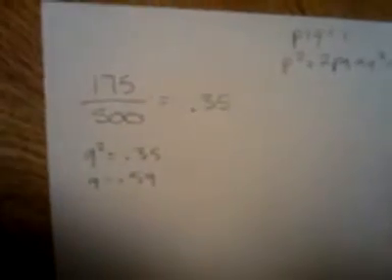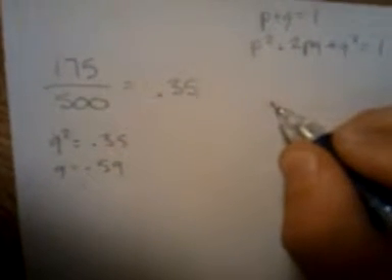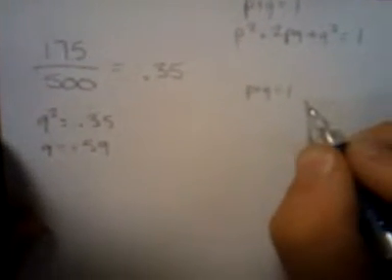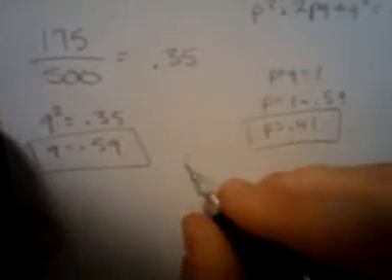Now that you got q, you have to solve for p by using p plus q equals 1. So you have p plus q equals 1. You move the q over to the 1 so you can solve for p. So you get p equals 1 minus 0.59, so p equals 0.41. So now you have p and q. If you add them up, 1 will equal 1. Check.